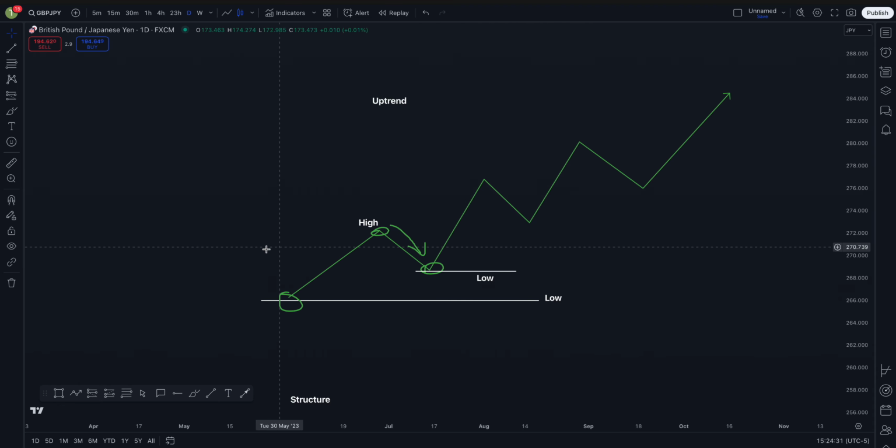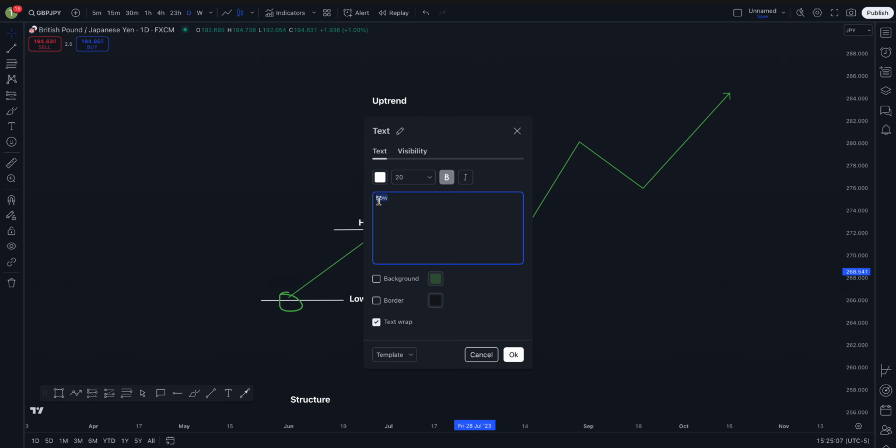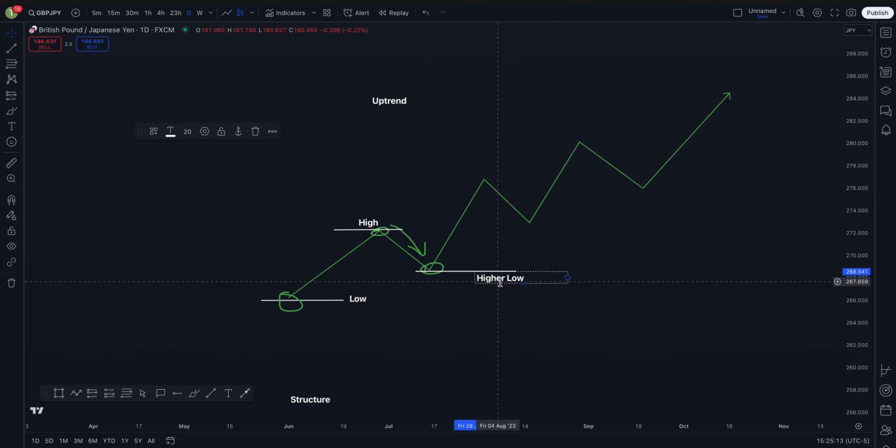So we have a low that was this. We have our initial low. Let me fix this up. So we have our initial low, and then we created a high, and then we have a low. But then what do we realize about these two lows? We realize that this new low that is created is higher than this previous low. So instead of just a low, we refer to this as a higher low.